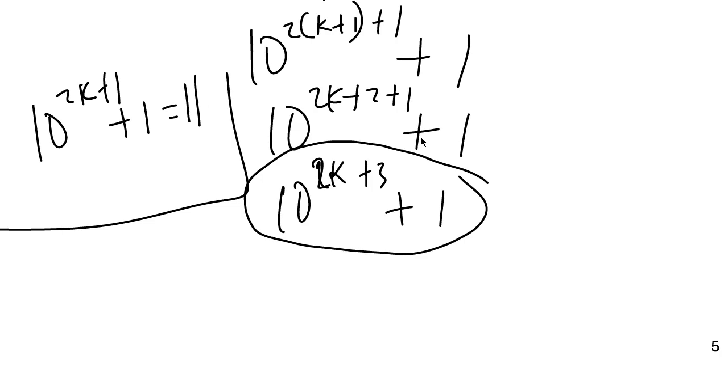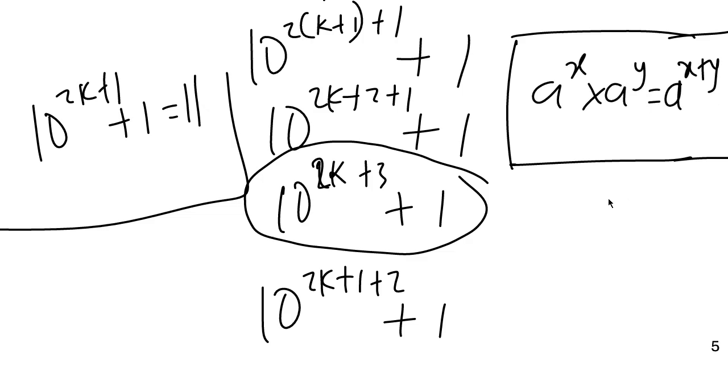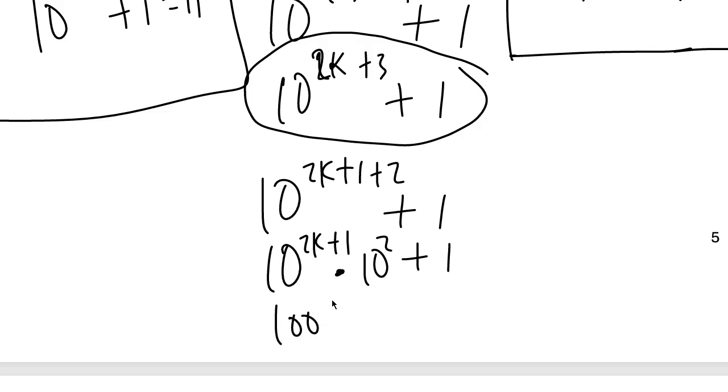Are you following? So you can now break this 10 to the power 2k plus 3 plus 1 as 10 to the power what? 2k plus 1 plus 2. Still the same thing, then plus 1. And then using power law of indices, that's addition law, which says that a to the power x times a to the power y is equal to what? A to the power x plus y. Are you getting it? So this 10 to the power 2k plus 1 plus 2 can now be split to what? 10 to the power 2k plus 1 times what? 10 squared, plus 1. Then 10 squared is what? That will be 100 into 10 to the power 2k plus 1 plus 1.